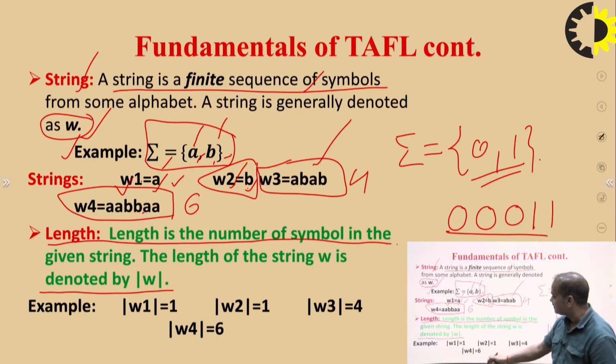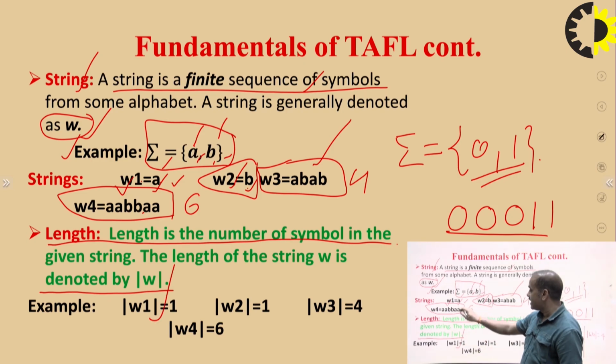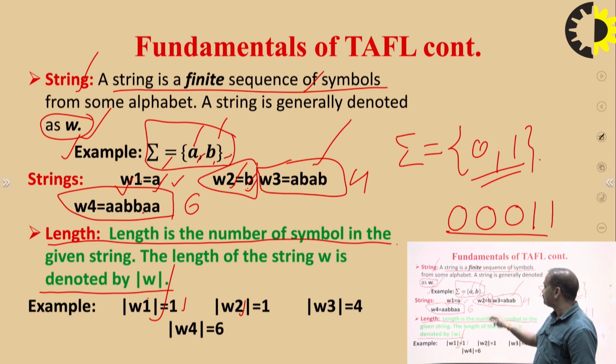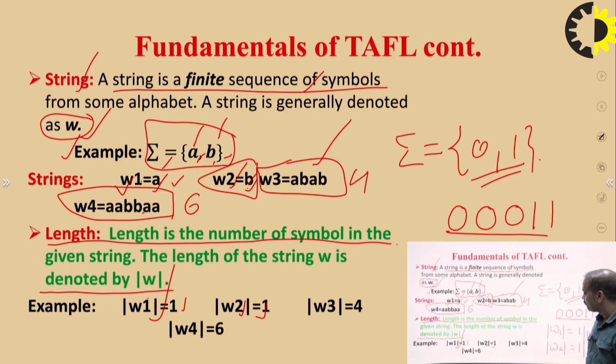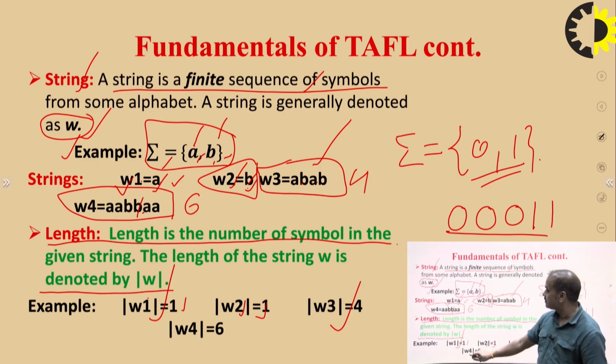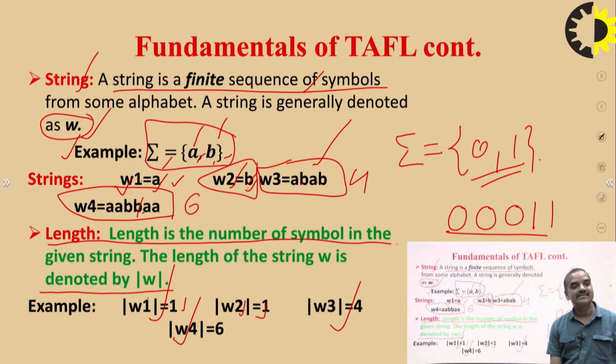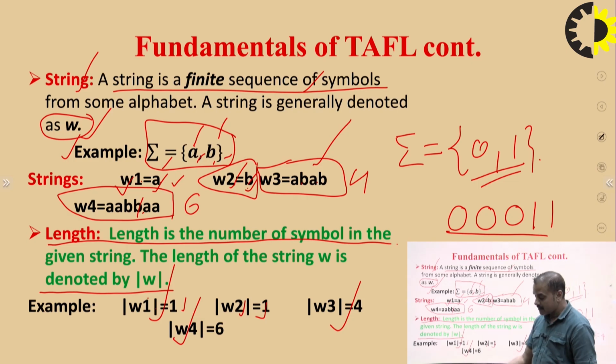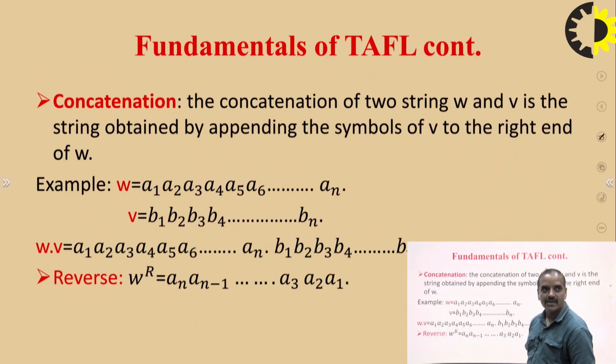Here we have written some examples. We have taken W1 as A, so the mod of W1 is 1. Here we have taken W2 as B, so the mod of W2 is 1. Here W3 is ABAB, the mod of W3 is 4. And here W4 is AABBAA, so the mod of W4 is 6. This is the basic method which is used for calculating the length of a given string.